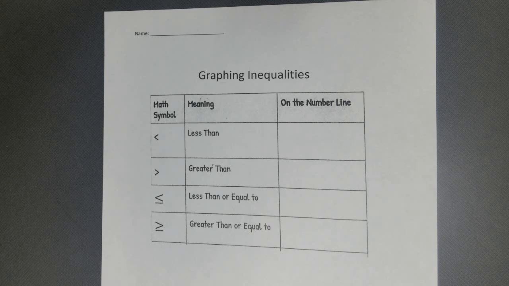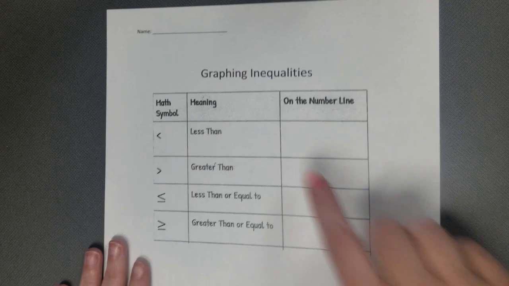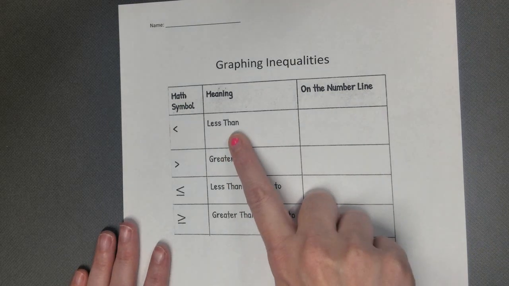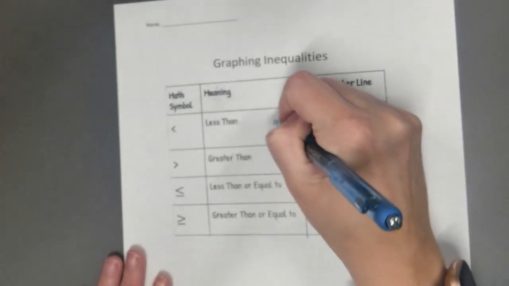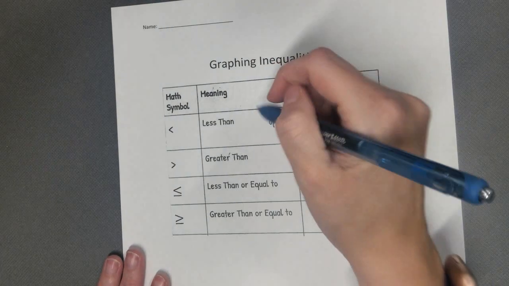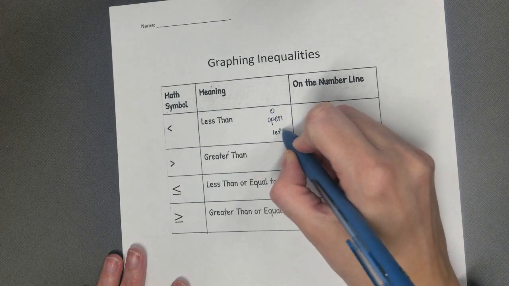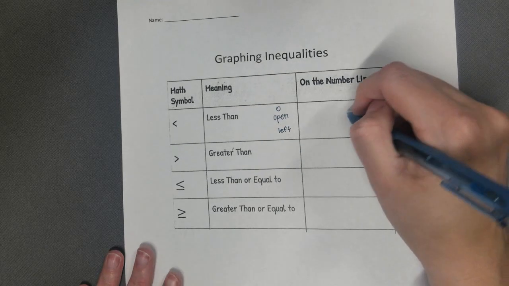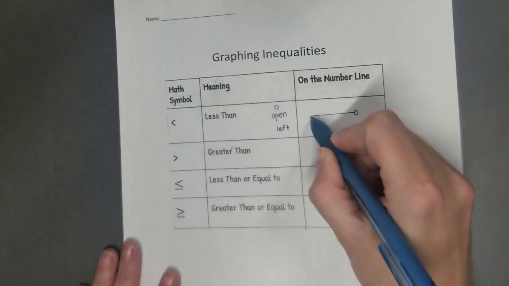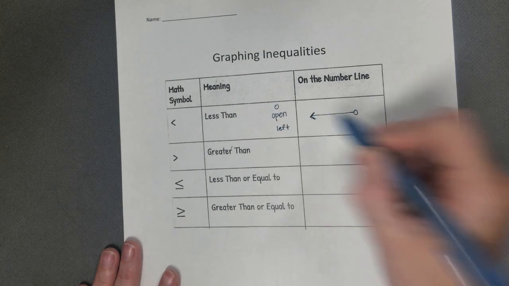All right, so when you are graphing inequalities, if there is a less than symbol, you are going to have an open circle. So we're just going to draw that. And then the arrow is going to point to the left. So on the number line, you're going to have an open circle, and it's going to point to the left.